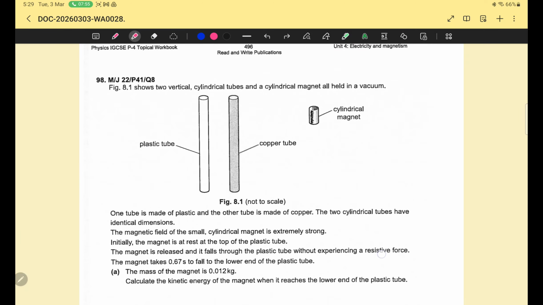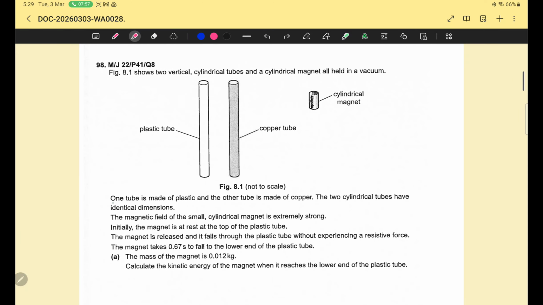So this is an experiment. Now we are starting the experiment. One tube is made of plastic, the other tube is made of copper. The two cylindrical tubes have identical dimensions. I mean, it means their length is same, their diameter is same. We have a small cylindrical magnet, okay, but it is extremely strong. Initially, the magnet is at rest at the top of the plastic tube.